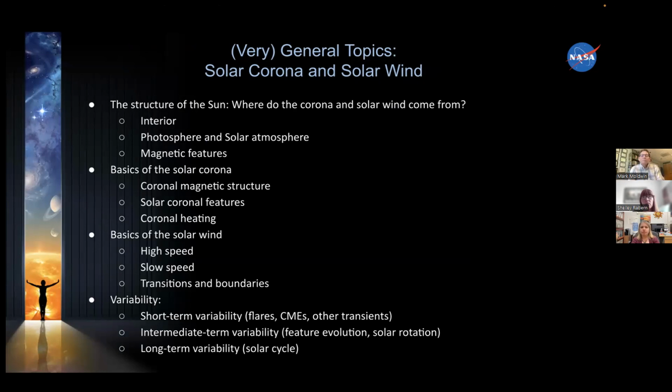The basics of the solar wind, to put it very simply: there are two general domains of solar wind, high speed and slow speed. And the interesting thing happens at the transitions and the boundaries between the two. And finally, there are many time scales of variability. There's short-term variability, large-scale processes like flares and CMEs, and small-scale processes that happen on the short term. There's also intermediate term, where solar rotation and the evolution of these large features happen on the scales of days to months. Finally, there's long-term variability. The solar cycle varies, and you can have variations on the scale of decades to years.